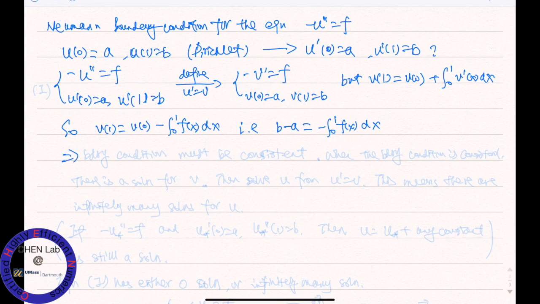This means that if you want to specify the boundary condition this way, the boundary condition must be consistent. So on the condition on a and b, you cannot give arbitrary a and arbitrary b. If you want to specify u prime at both ends, they must satisfy this condition with f.